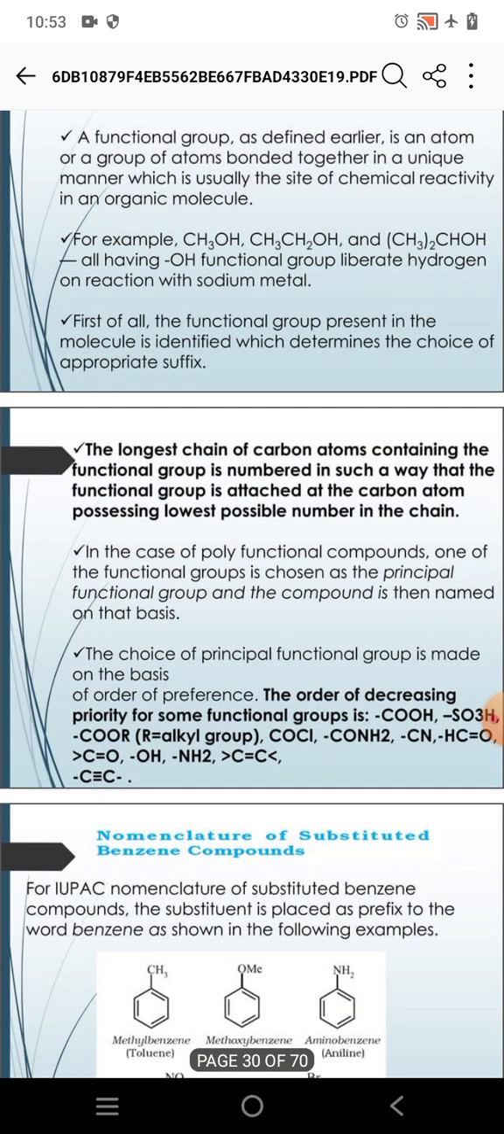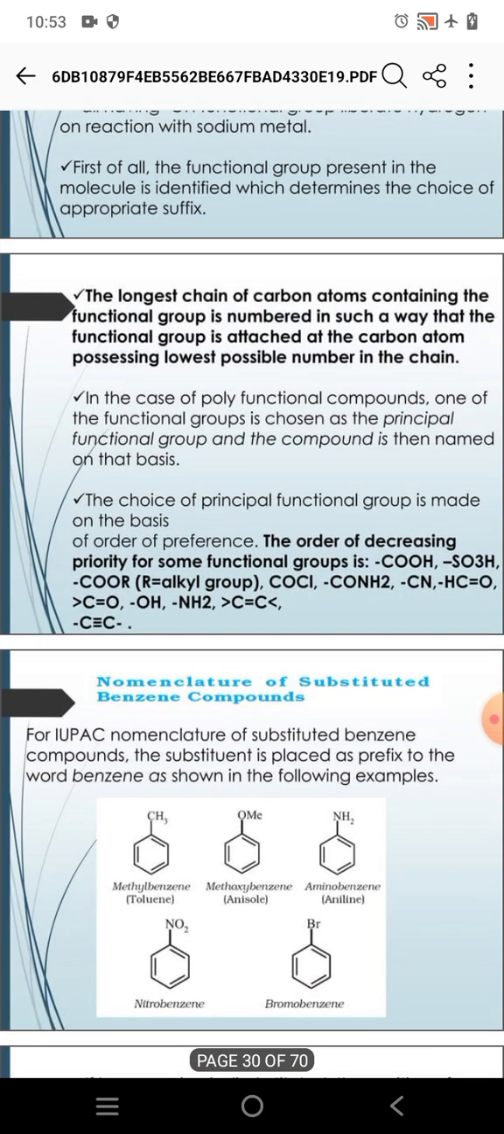Okay. First of all, the functional group present in the molecule is identified, which determines the choice of the appropriate suffix. The longest chain of carbon atoms containing the functional group is numbered in such a way that the functional group is attached at the carbon atom possessing the lowest possible number in the chain. In the case of a polyfunctional compound, one of the functional groups is chosen as the principal functional group and the compound is then named on that basis.